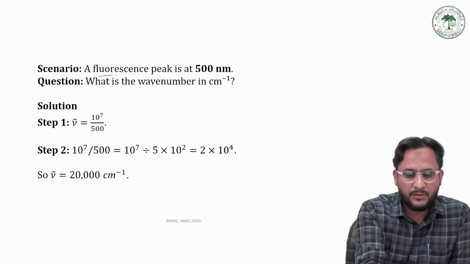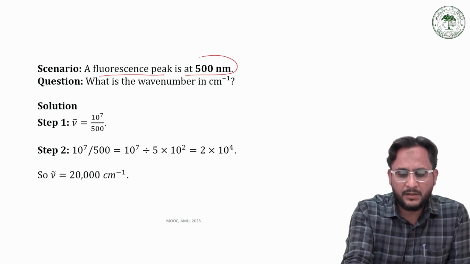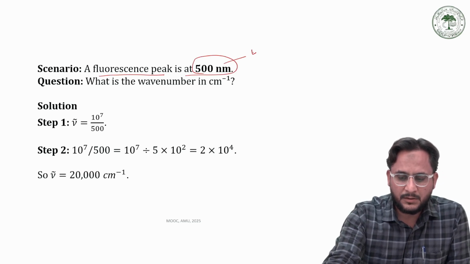Another question: a fluorescence peak comes at 500 nanometers. Fluorescence peak means it is the emission peak.